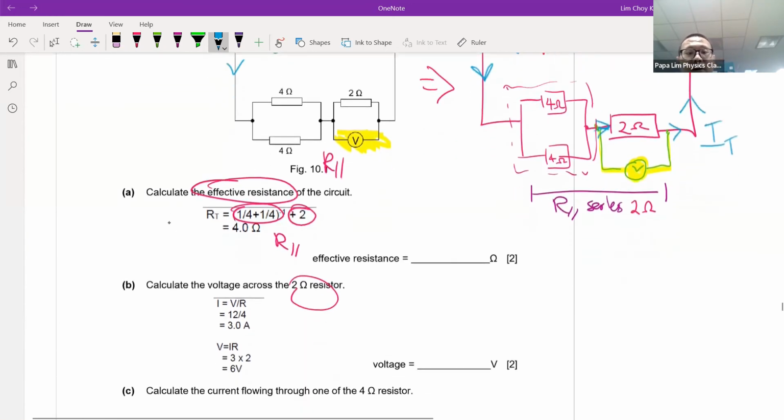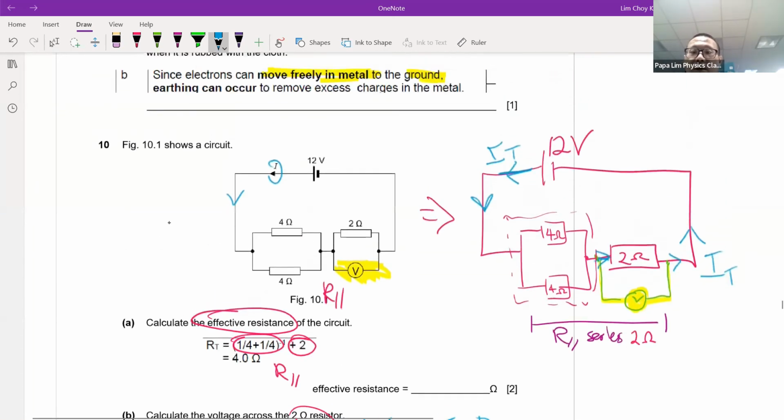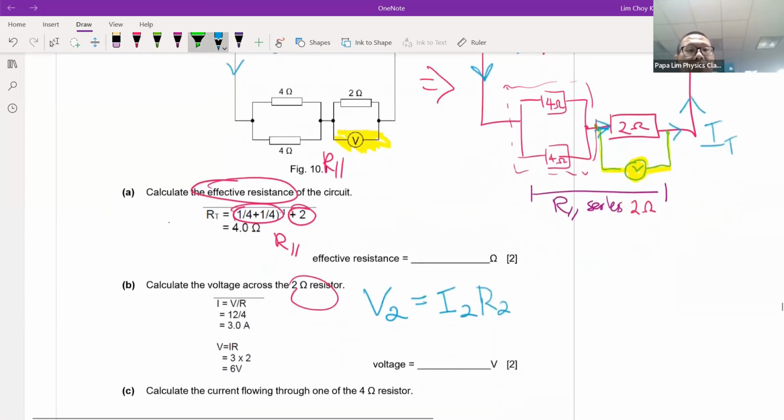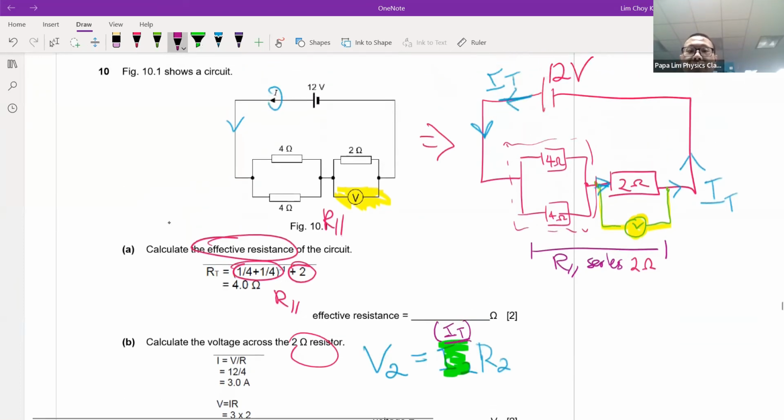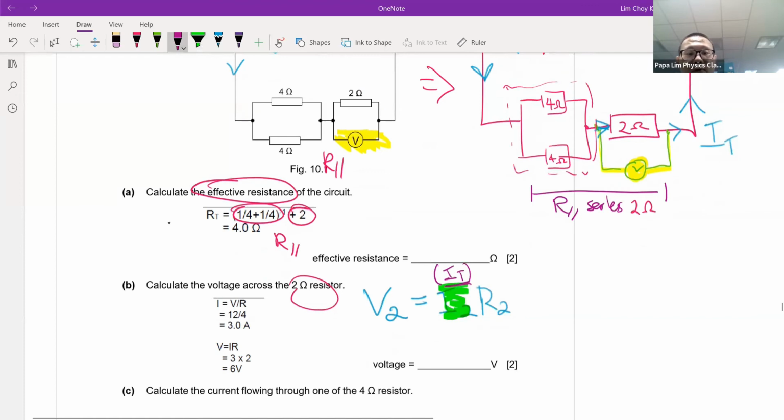So effectively, if I want to look at the potential difference across V2, the 2 ohm, I literally need to know the current flowing through the 2 ohm resistor. I need to know the resistance of the 2 ohm, which is 2. Indirectly, I also know that the current flowing through the 2 ohm is also the current flowing through the whole entire circuit, which is IT. So effectively, I can calculate IT first.